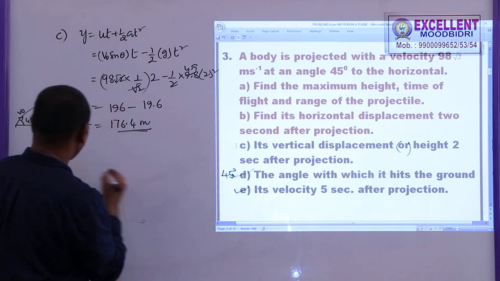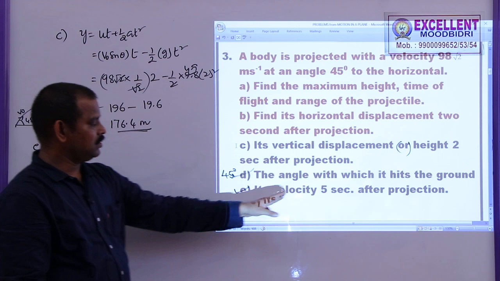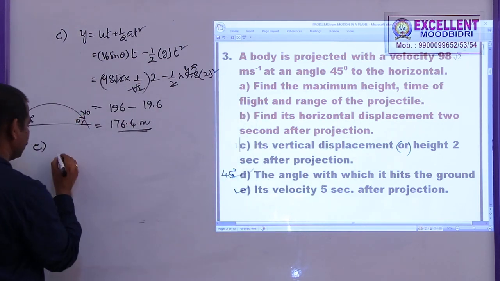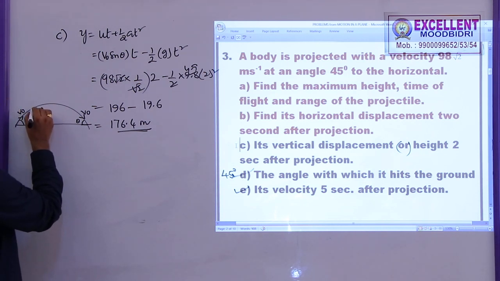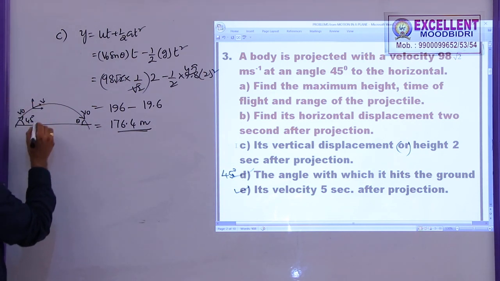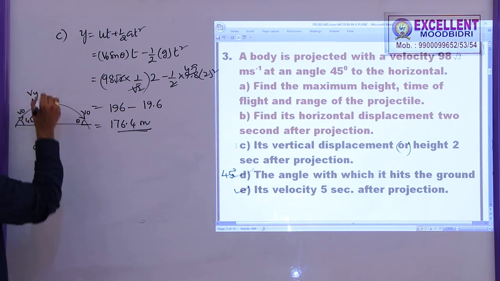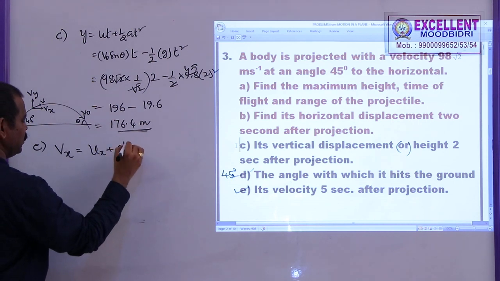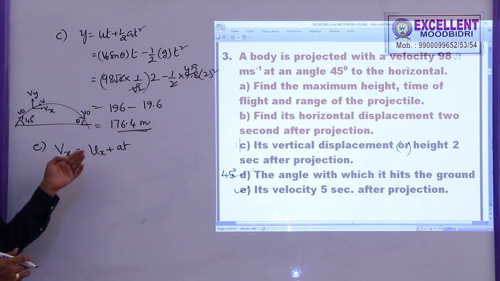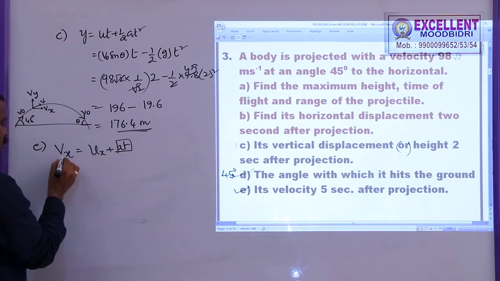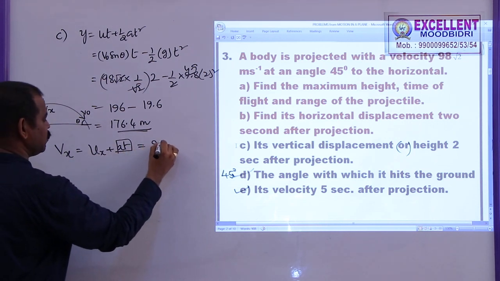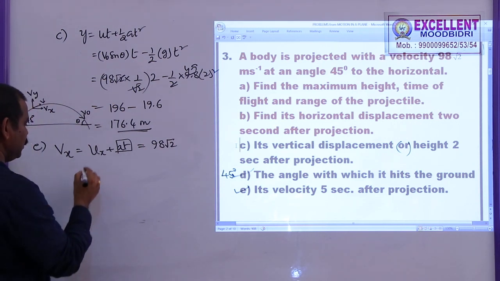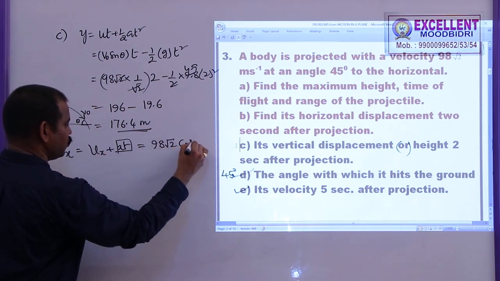Now part E. In this, its velocity 5 seconds after projection. So after projection, what is the velocity after 5 seconds? When it is thrown, after 5 seconds, it will have two different velocities, that is velocity along x-axis and velocity along y-axis. So what is Vx, which is equal to ux plus at? But we know that along x-axis acceleration is 0. So Vx is equal to ux, which is equal to 98 root 2, that is the initial velocity is 98 root 2. And here ux is equal to 98 root 2 cos theta.